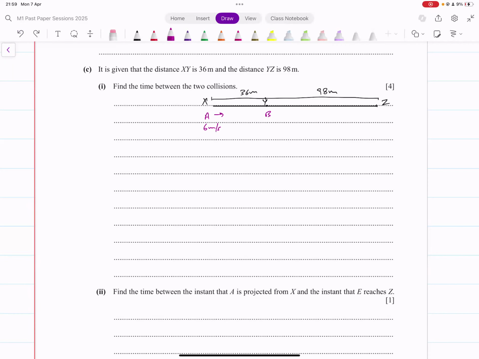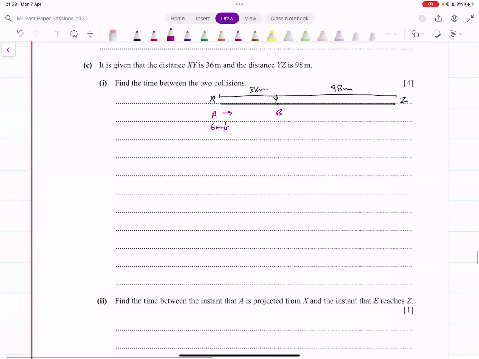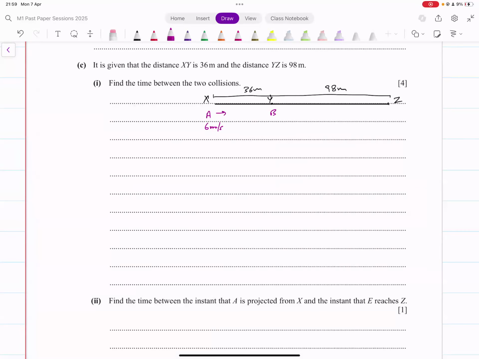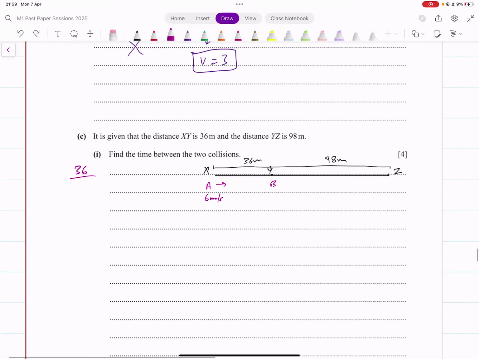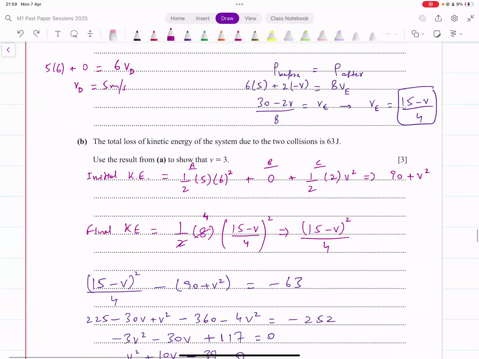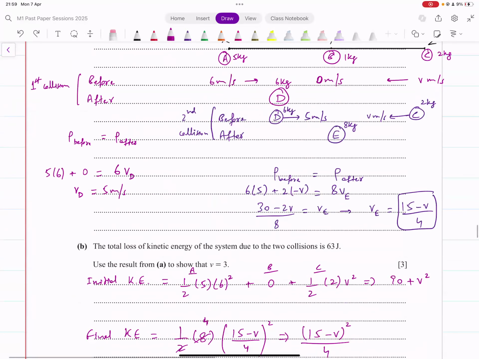Remember, these are constant velocities. So you can use distance equals speed into time, speed equals distance over time, time equals distance over speed. Those formulas work here. Why? Because these are constant velocities, okay? So we can use that simple formula. So what's the time for the first collision? Distance is 36 divided by the speed, that was 6 meters per second. Was it 6? Yeah. That is 6 seconds.